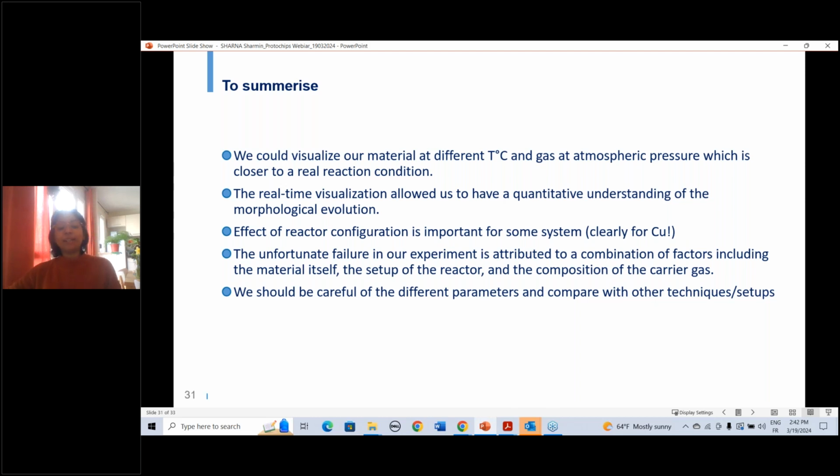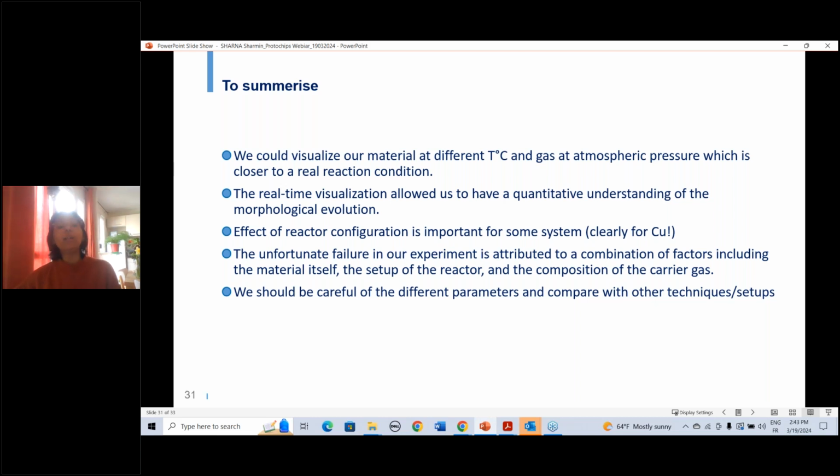But unfortunately, the reactor configuration is important for some systems, and clearly for copper it was quite important, because I have also carried out studies using other metals, and it's only very specific to copper. So unfortunately, the failure in our experiment is attributed to a combination of factors, including the material itself.